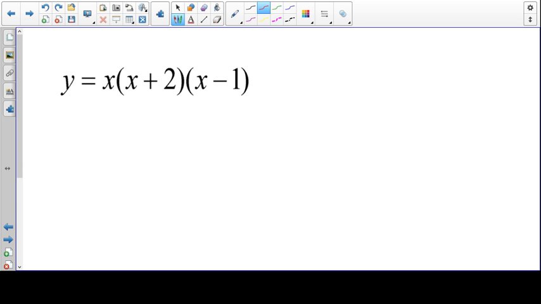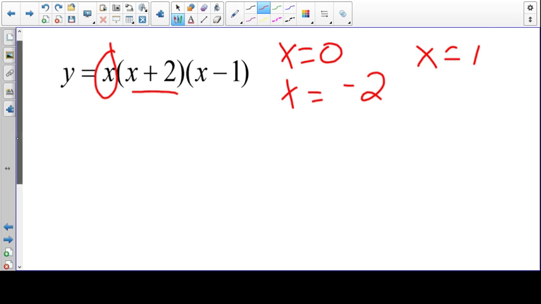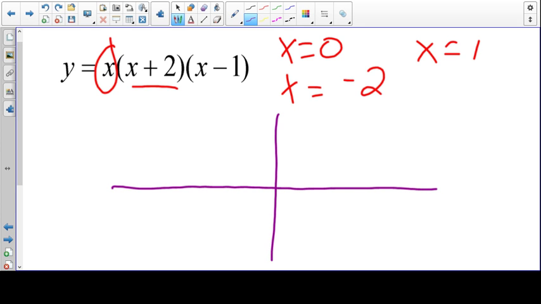This next one, I don't necessarily have a parenthesis, but I have this x. Same idea, I can just pull apart that x and set it equal to 0. If I set the second set equal to 0, that's going to give me x is -2. And that third one would give me x is 1, because all I would do is the opposite, so minus the 2 and add the 1. So those are my 3 zeros. I have a 0 at -2, a 0 at 0, and a 0 at 1.